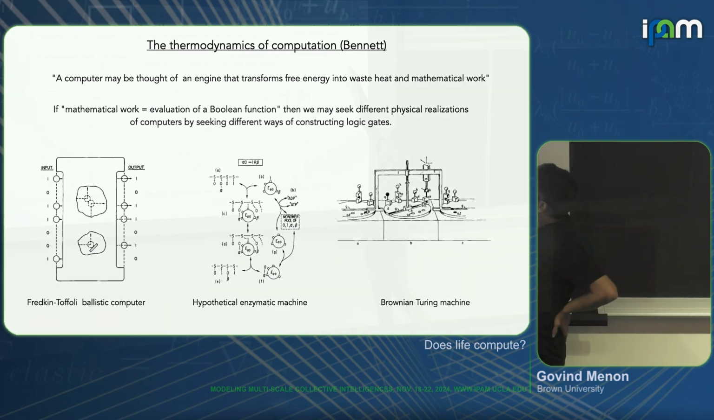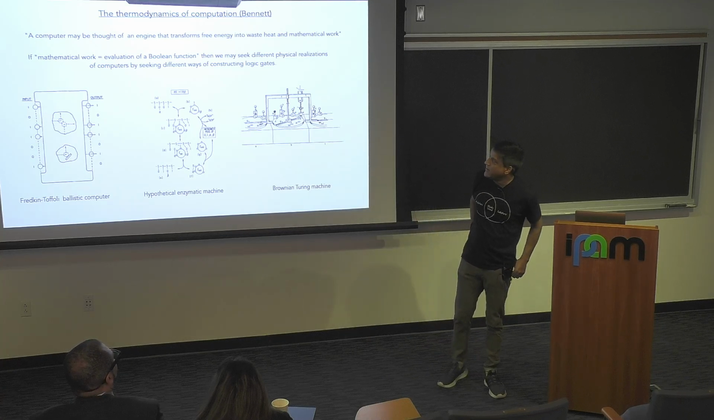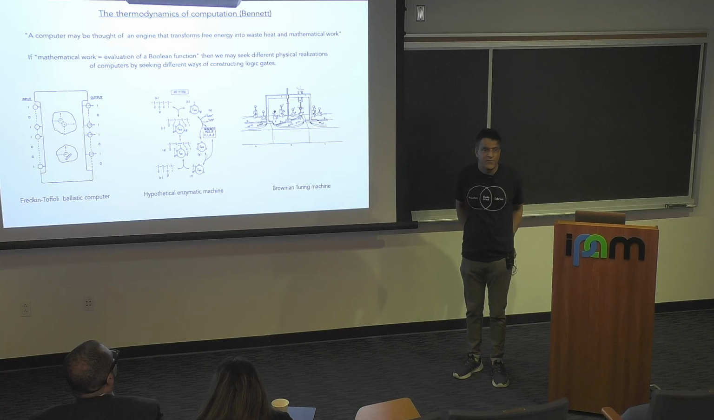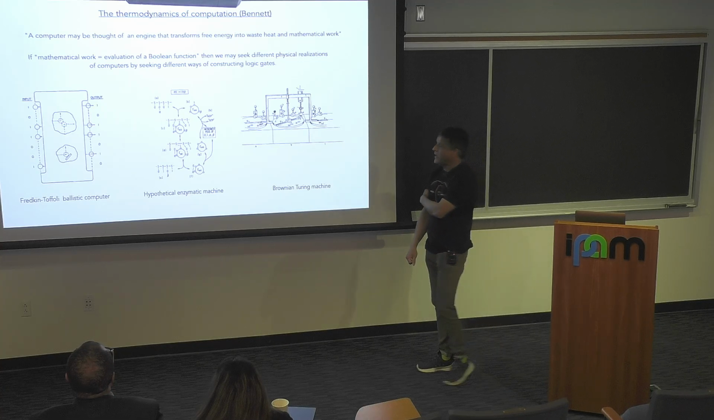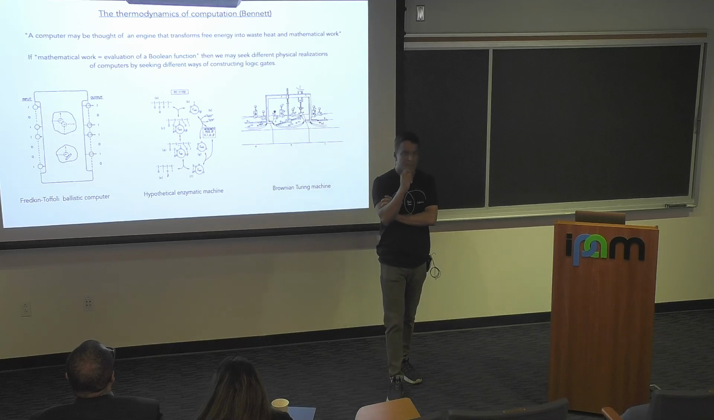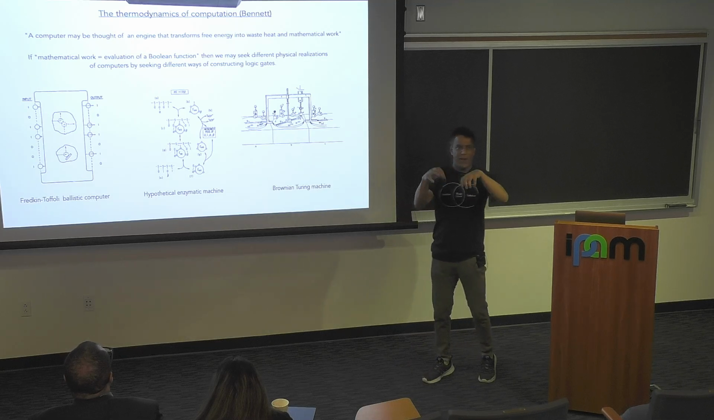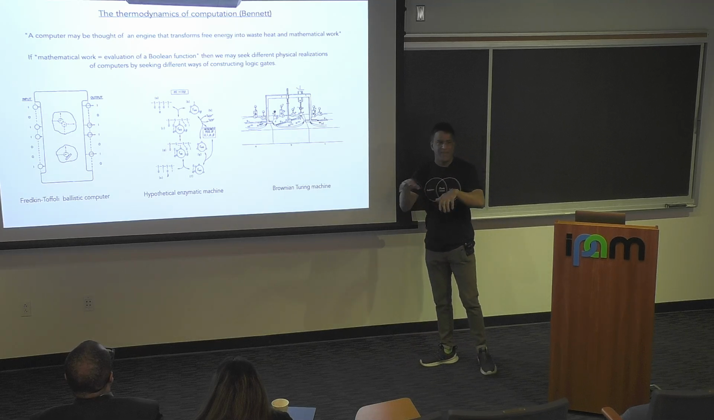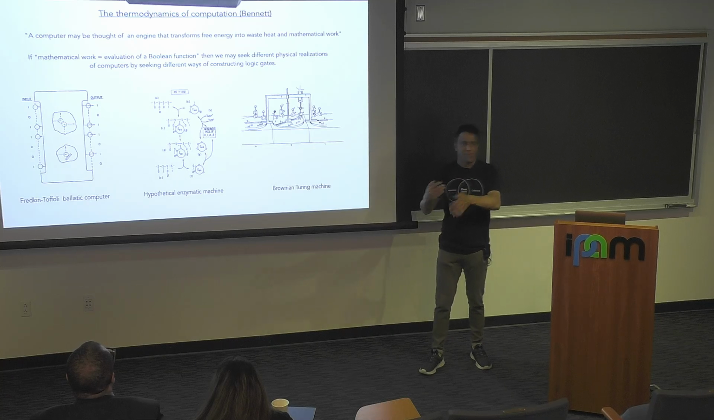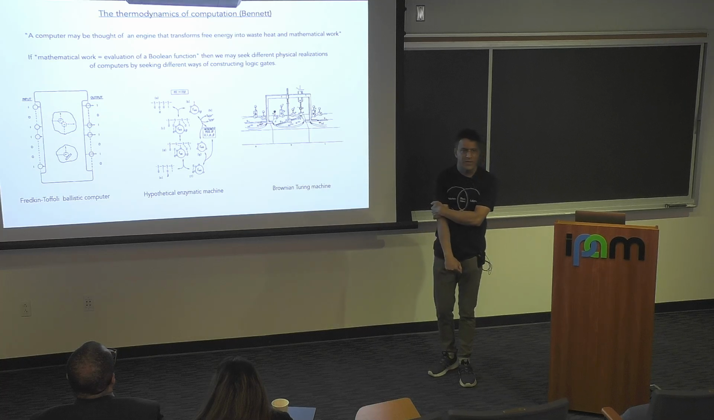And so I love Bennett's statement of what is a computer. Bennett's definition is that a computer may be thought of as an engine that transforms free energy into waste heat and mathematical work. Okay, so what exactly is mathematical work? One way of thinking about mathematical work is as the evaluation of a Boolean function. So when you're building a computer, if you're going to evaluate a Boolean function, you have to find a physical system that will evaluate Boolean functions. This is a problem about logic gates, and you can cook up different ways of making logic gates.